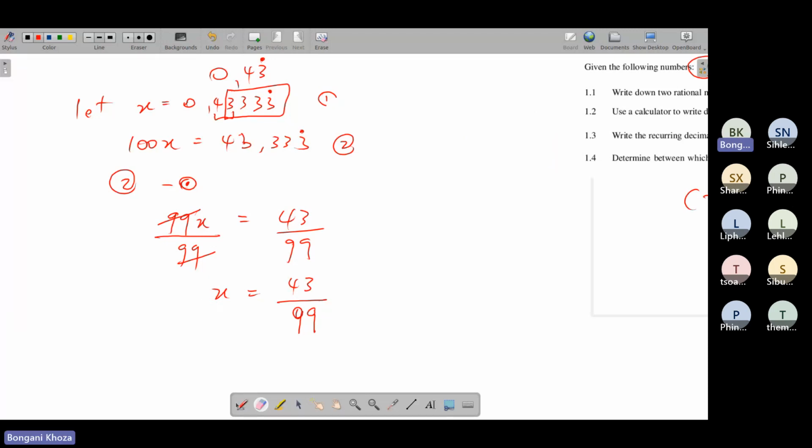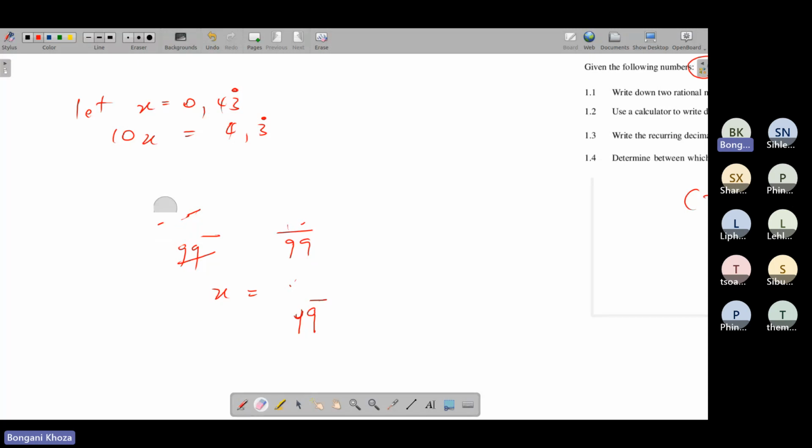So the only number that's repeating in our case is 3. That means we just need to multiply by 10 instead of 100. Exactly. Let's try that one. So it's 4.3 recurring. So this will be 10x, equals 4.3 recurring. Does it make sense why we changed our calculation? Yes. All right.